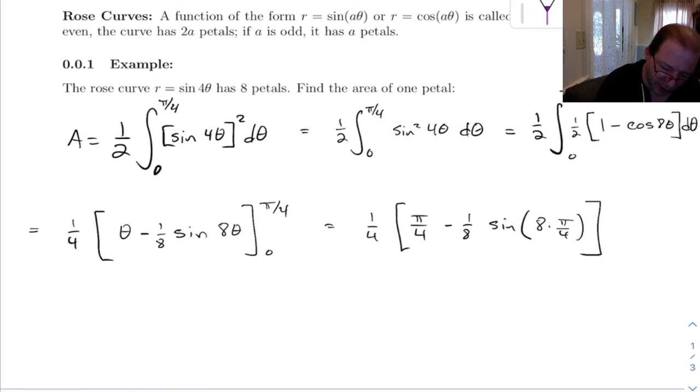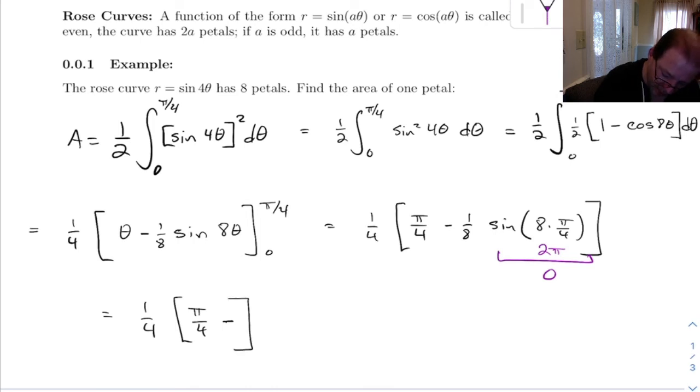And then we don't have to plug the 0 in, because if you plug the 0 in, this is going to be 0, and this is going to be sine of 0, which is 0. So we get 1/4 times pi over 4 minus, this is sine of 2 pi. So this whole thing is just 0. So this just gives me pi over 16.